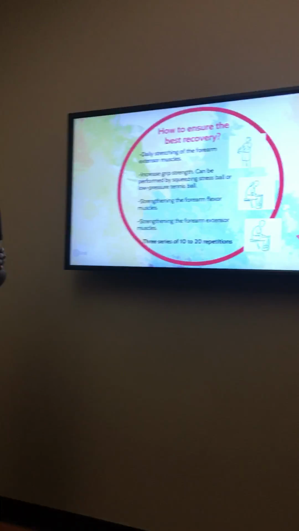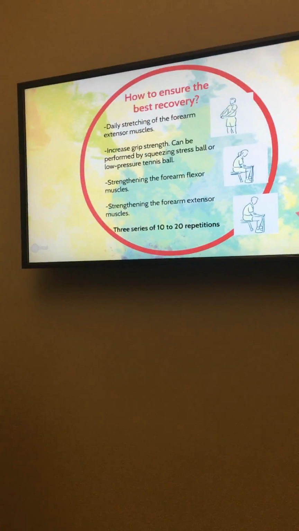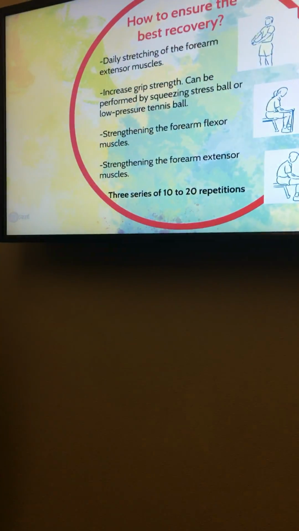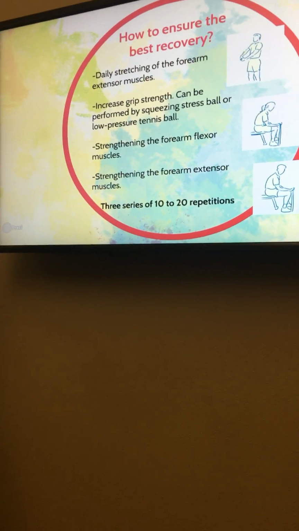After this introduction of tennis elbow, I'm going to talk about how to ensure the best recovery. One of the tips to have a better recovery is a daily stretching of the forearm extensor muscles. It should be a stretch like this. Also, something that is going to help with better recovery is to squeeze a stress ball or a low pressure tennis ball. It should be an exercise like this.